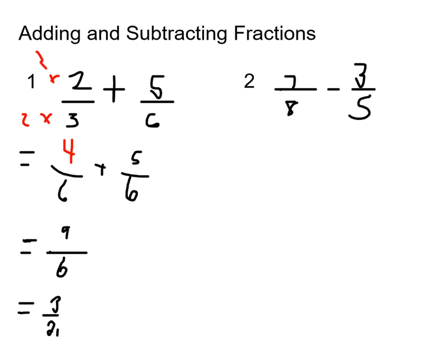So you can leave it as 3 over 2. I know that looks like 3 over 21, but it isn't. It's 3 over 2. Or if you prefer, you can write that as 1 1/2. Either one is totally fine.